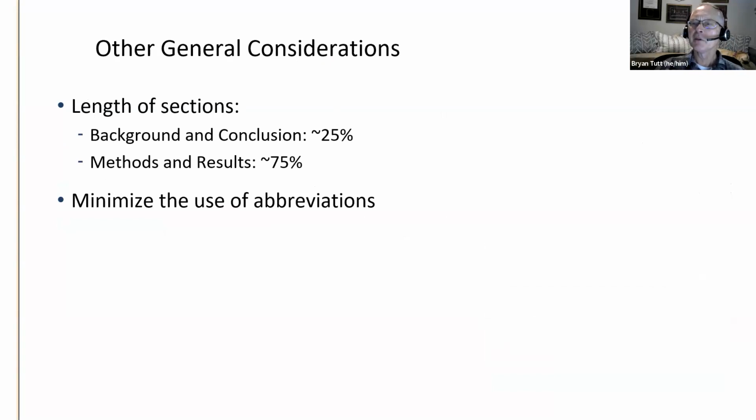Now, for the sections we've shown here, the length is going to vary, but generally the methods and results will be the longest because that's really where the meat of your abstract is. This is what's most important. And again, if you're describing a new technique, you'll devote more space to the methods. You want to use as few abbreviations as possible and avoid non-standard abbreviations. Furthermore, abstracts almost never have a reference list, but you can cite abstracts parenthetically.